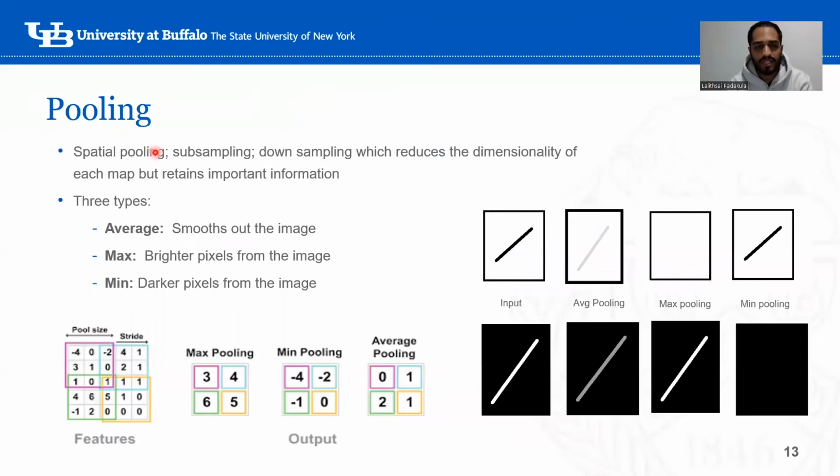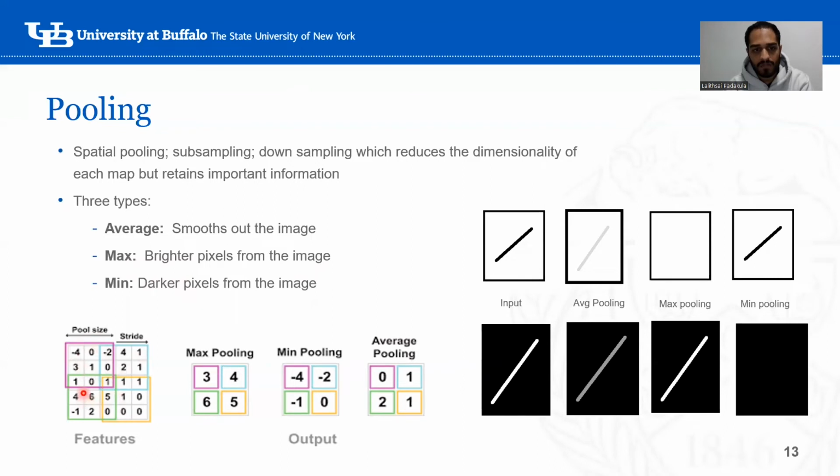Pooling has multiple names: spatial pooling, subsampling, downsampling. Basically, what it does is reduce the dimensionality of each map but retain important information. And we have three different types: average, max, and minimum. What does average pooling do? It smoothens out the image. So if we want particular parts and edges, average pooling is not what we would use. Max pooling takes the brighter pixels from the image, and the darker pixels from the image is minimum pooling. That's fine. Coming next, this is the pool size.